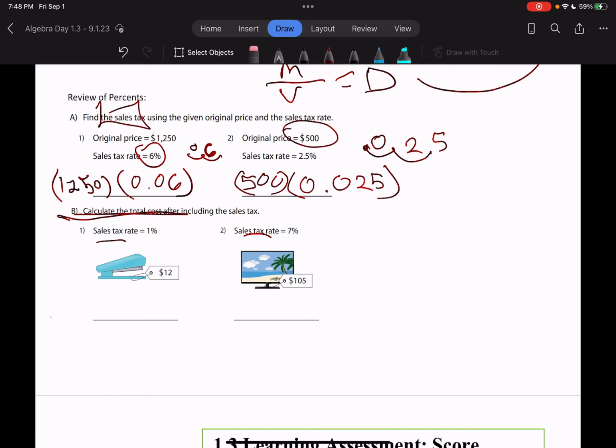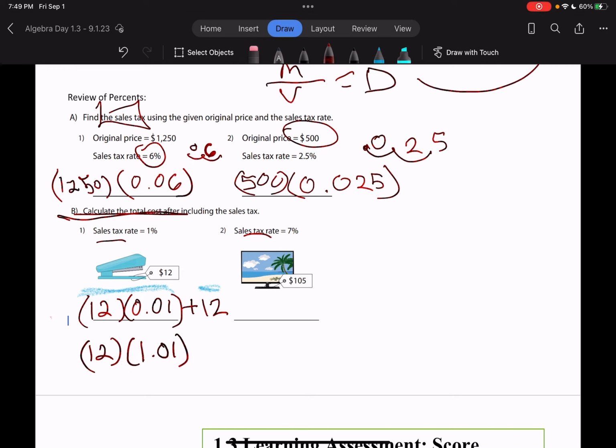And so in this case, we're going to be using that add 1. Now remember, we can write this as 12 times 0.01 plus 12. So this represents the tax, and this represents the original cost. Or remember that I can also represent this as 12, the original cost, times 1.01. This is the same thing and you will get the same answer. So if you go ahead and calculate it, you're going to get the same thing here as here.